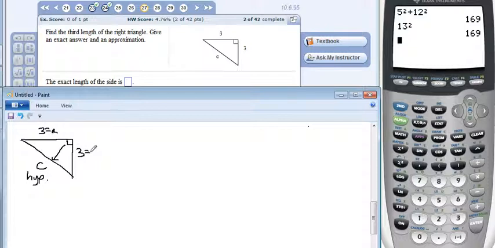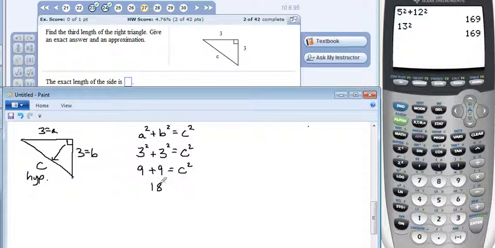I'll just say this. Okay, so I'm going to take my Pythagorean theorem, which is a squared plus b squared equals c squared, and I'm going to plug in what I know. I know A is 3. I know B is 3. And C is the piece that I'm missing. It's what I'm looking for. All right, so now I'm solving for C. So 3 squared is 9 plus 9 is equal to C squared, right?